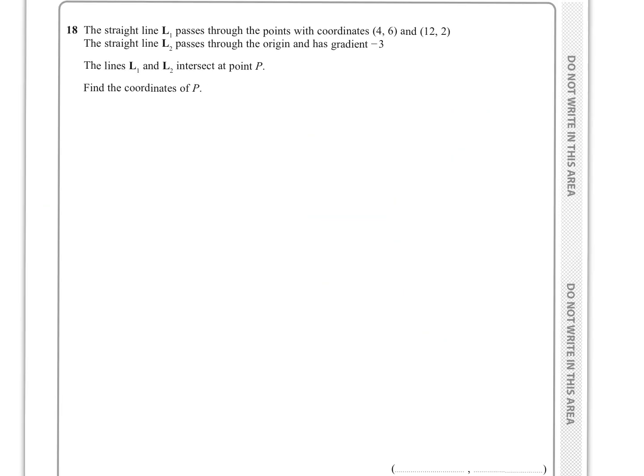Question 18. The straight line L1 passes through the points with coordinates (4, 6) and (12, 2). And so we can find out some information from that. We know y equals mx plus c. Some of you use y minus y1 equals m(x minus x1). It depends which one you want to use. So we can find the gradient first.